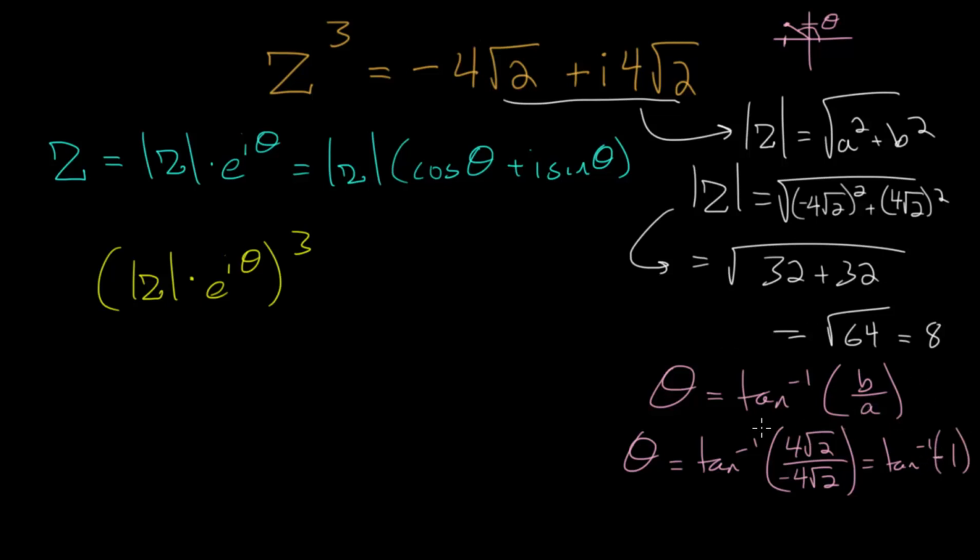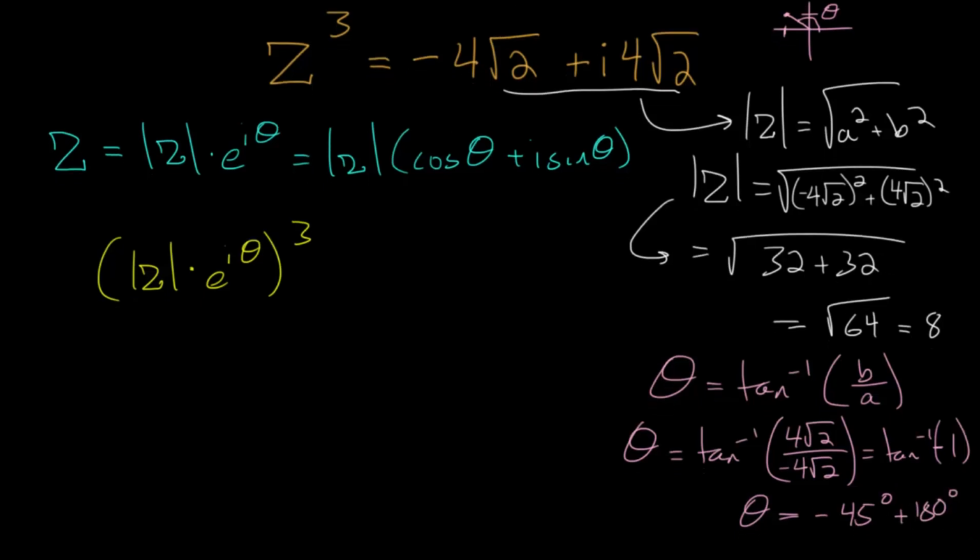And if you evaluate this, either on the unit circle or with a calculator, you find that theta is negative 45 degrees. But since we know our angle is in the second quadrant, we found this angle down here, we will have to add 180 to find the correct angle. And when we do that, our angle will be 135 degrees, or we could do this in radians if we want, but we can keep this in degrees.